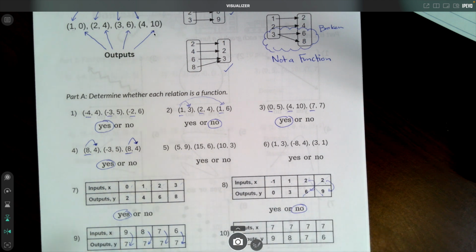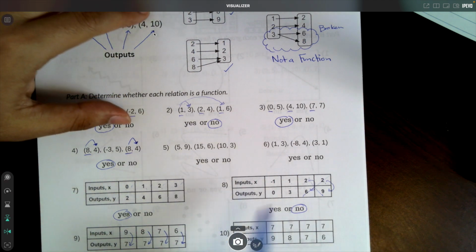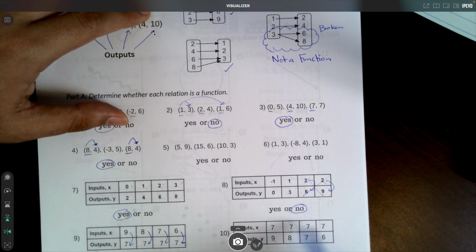Let's go back over here. Number 10. 7 gives you 9. 7 gives you 8. 7 gives you 7. 7 gives you 6. This is not good. So this is technically broken.